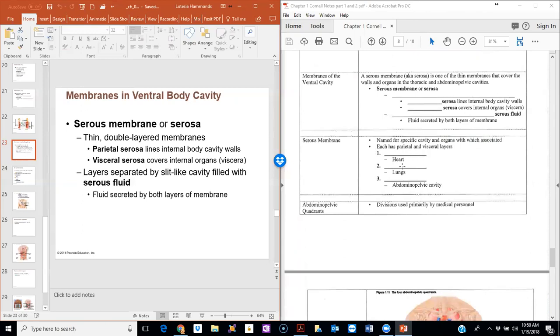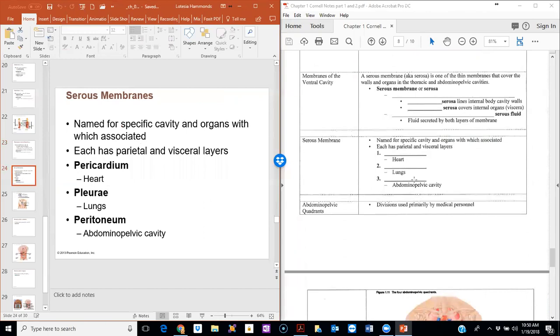Pericardium is where the heart is located. The pleura is where you'll find the lungs, and the peritoneum is the location for your abdominal pelvic cavity.